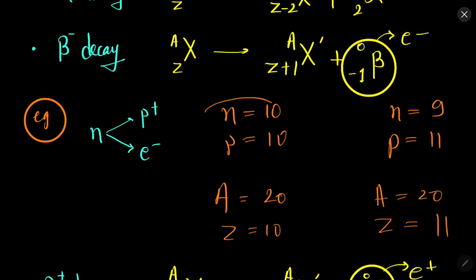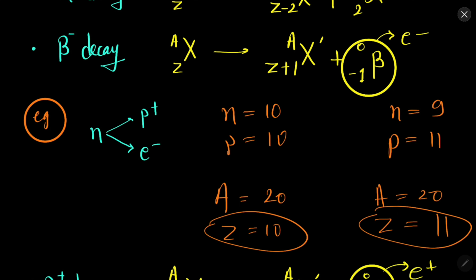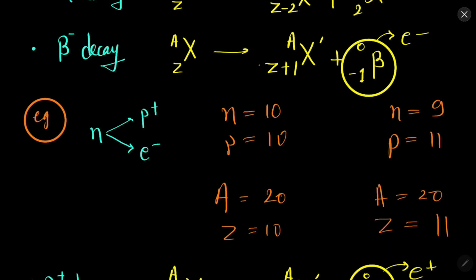So for example, let's say we have this situation, 10 neutrons and 10 protons, and one of the neutrons gets converted into a proton and an electron, so the protons will become 11 now. So what is happening is that the mass number will remain the same because in the place of a neutron a proton has come, so the mass number will not change, but the number of protons has increased, so the atomic number will increase by 1. So the atomic number has increased by 1 and this electron is released.